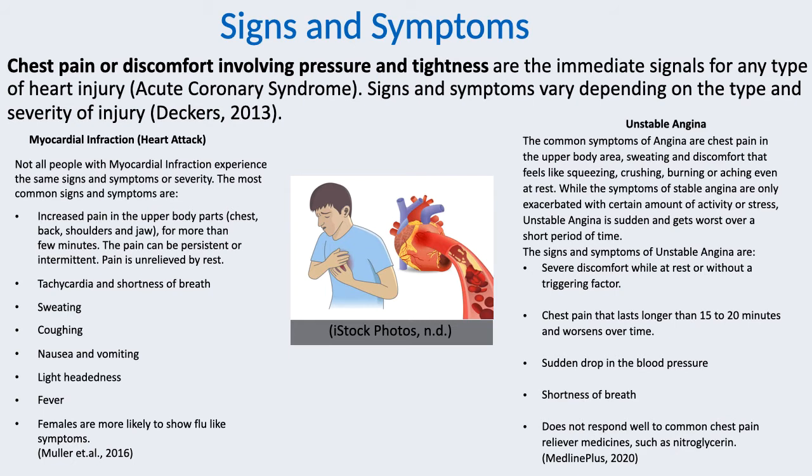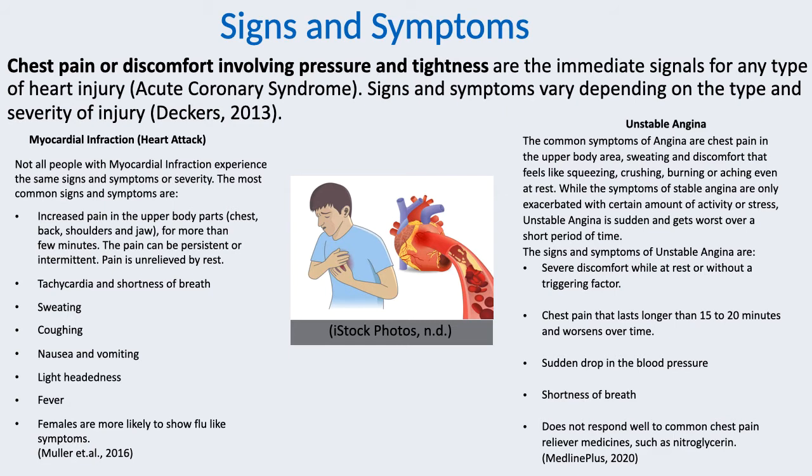However, the most common symptoms are increased pain on the upper zone of the body, such as the chest, back, shoulder, or jaw. The pain can be persistent, which means that it may continue for a prolonged period. The pain can also be intermittent, which means that it can suddenly increase or flare up within minutes. This pain is not relieved by rest and requires medical help.